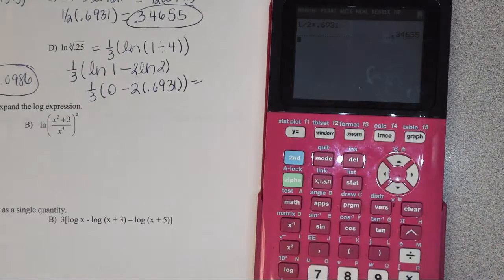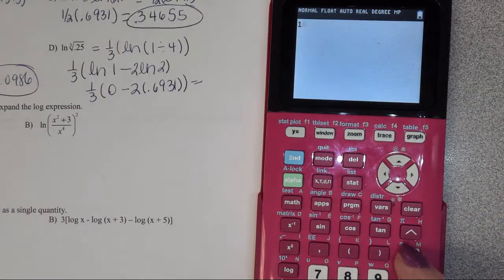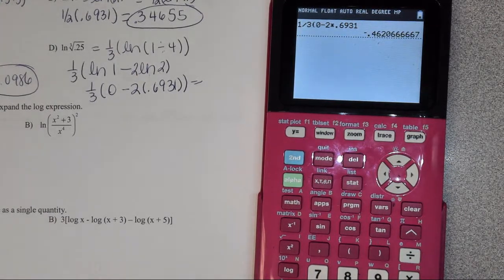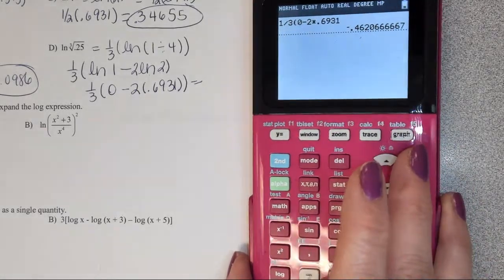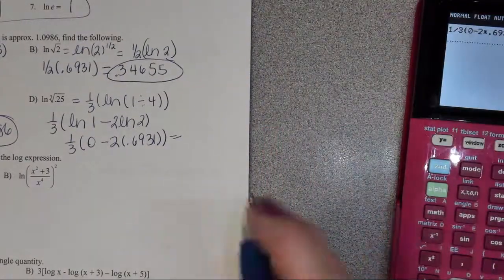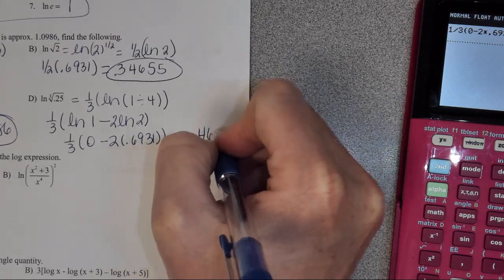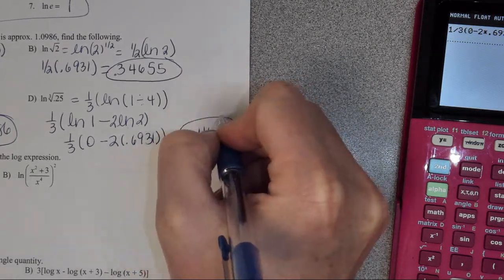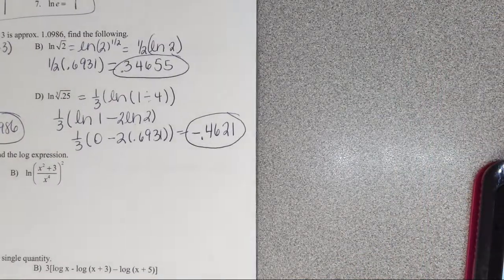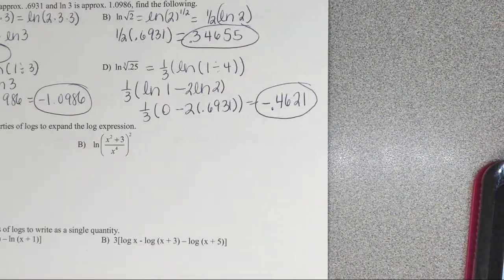So now I can figure it out. It's 1/3 times 0 minus 2 times 0.6931. And it's negative 0.462. Questions on that one?